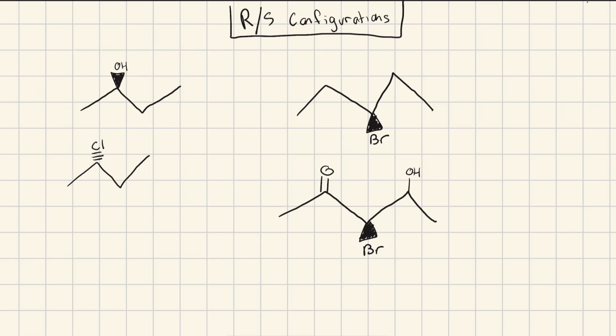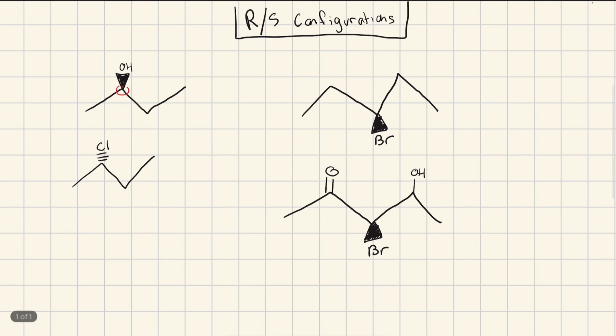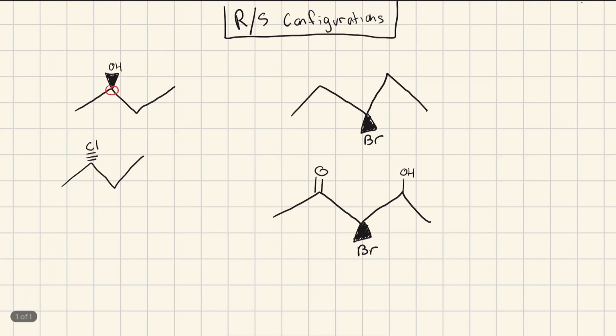The way we're going to assign R and S is by looking at the 3 groups that have the highest priority. What do I mean by that? We're going to look for our chiral carbon first, so in this case it's going to be right here. And from there, we're going to look at all the different atoms that it's attached to, and we are going to assign priority based off of that. Our chiral carbon here, we have our OH on a wedge, so that means we actually have a hydrogen on a dash that's just not shown.